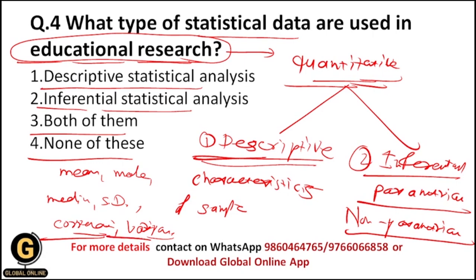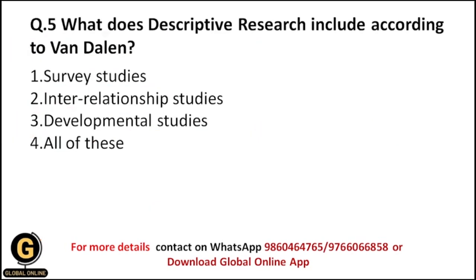And that's why the correct answer over here is 3, that is both of them, because here we can use descriptive statistical analysis and inferential statistical analysis both, okay, in educational research. Okay, now next, what does descriptive research include according to Van Dalen?